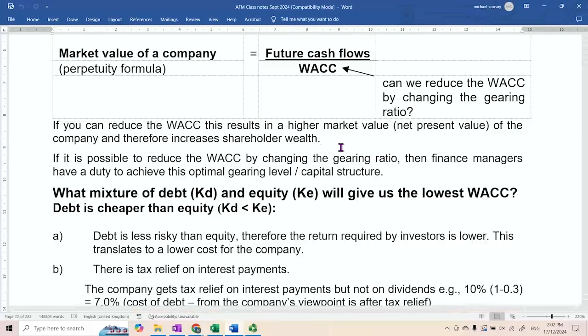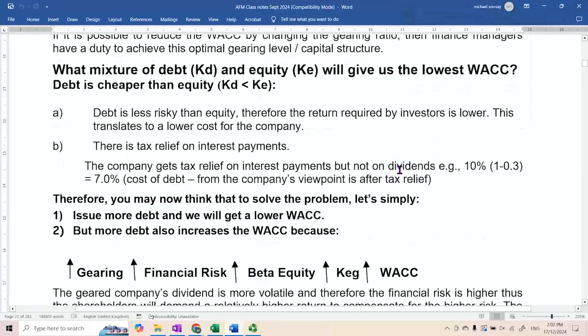If it is possible to reduce the WACC by changing the gearing ratio, then finance managers have a duty to achieve the optimal gearing level, the optimal capital structure. Very true. So what mix of debt, KD and KE, gives us the lowest WACC? Debt is cheaper than equity, KD less than KE.